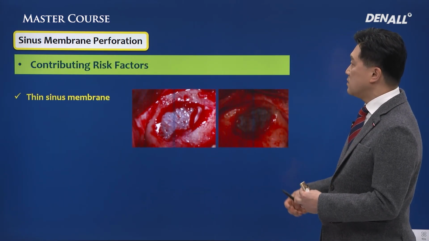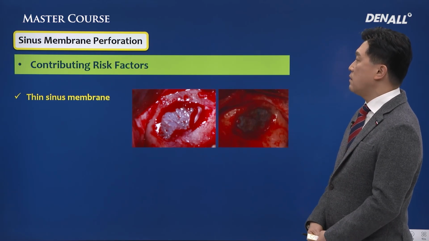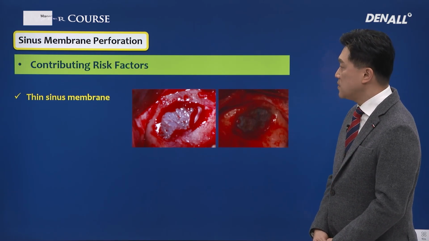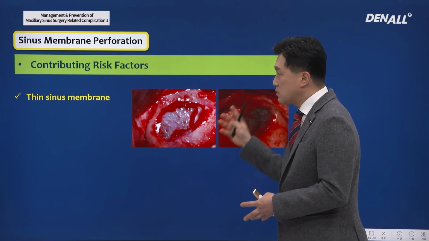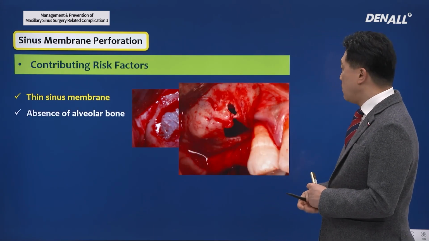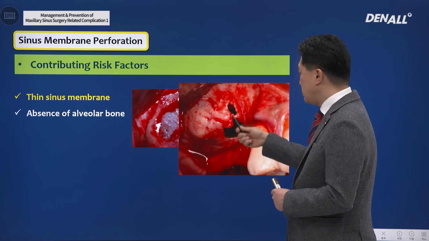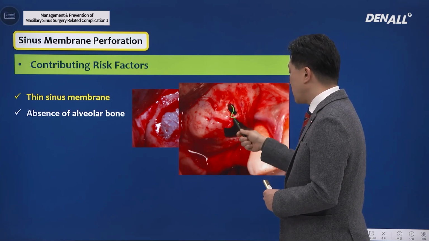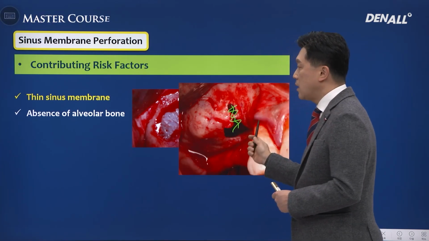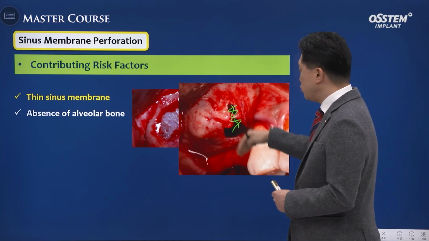Risk factors of sinus membrane perforations. It can be more prone to perforation if the membrane is thin. Absence of alveolar bone can also cause sinus membrane perforation, because there can be adhesion between the sinus membrane and the oral mucosa, and as you detach it, perforation can occur.